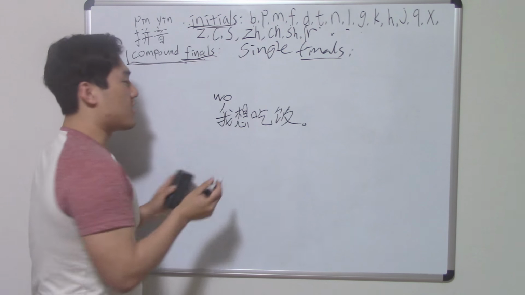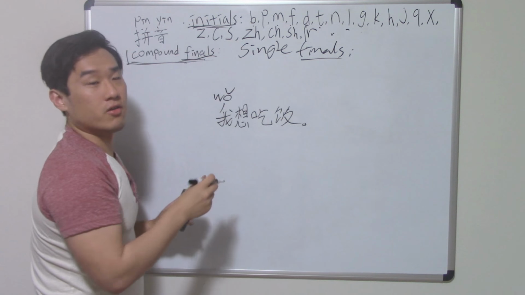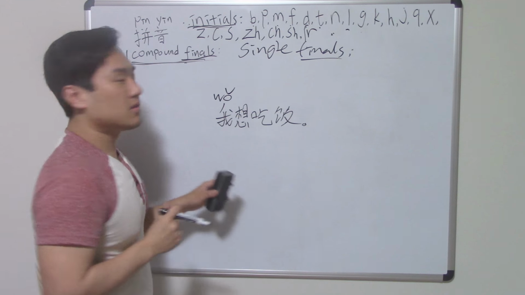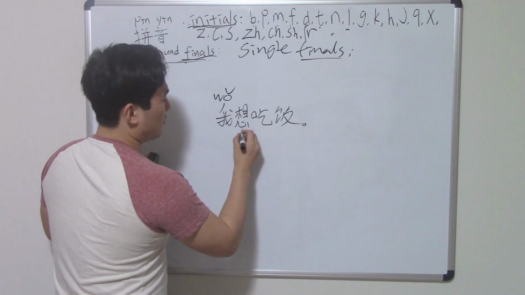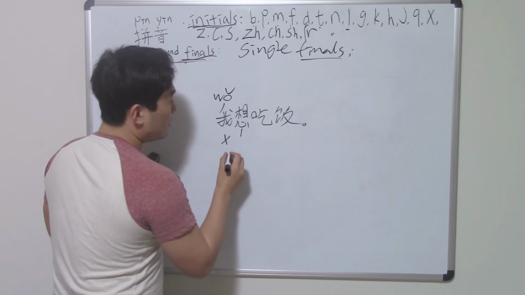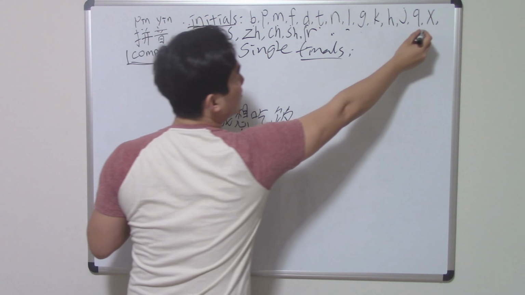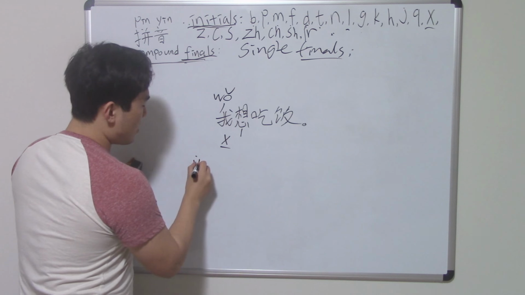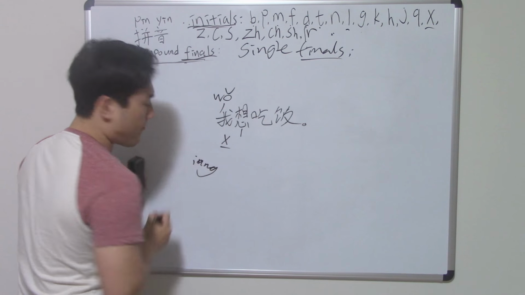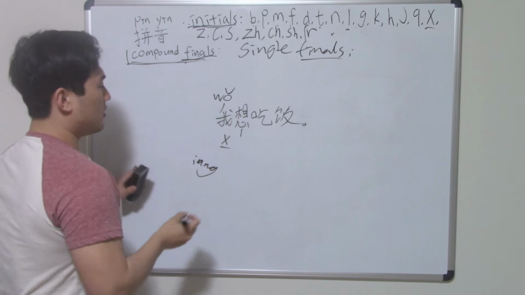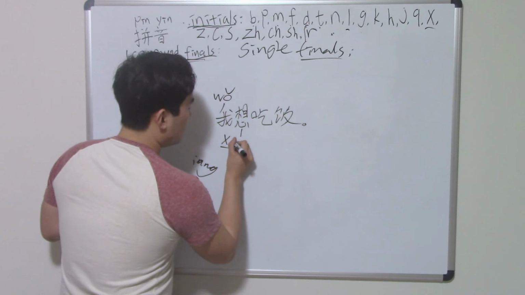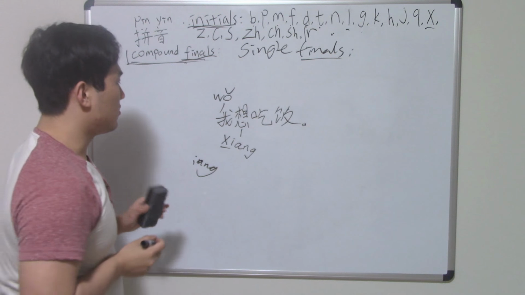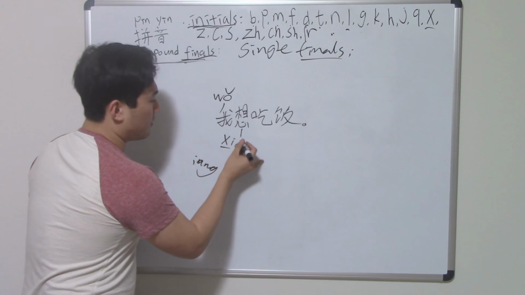So 我, right? And then it will be the third tone. I will teach you that in a future lesson. And then 想. Okay, how do you write 想? Write it down here actually. Remember the "x" initial? So get the initial, and then "iang". Okay, it's I-A-N-G. Right, we had those over there not long ago. So "x" plus "iang" is 想. So 我想. Right, and it's the third tone.